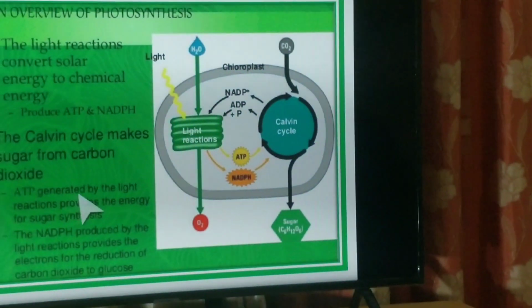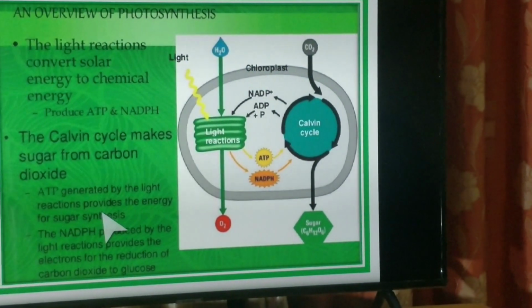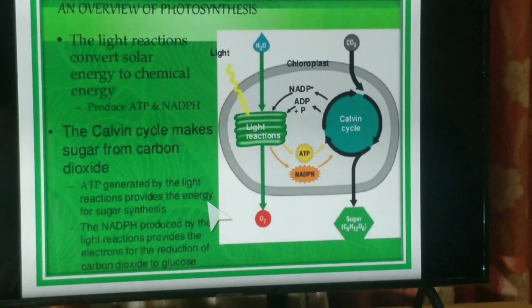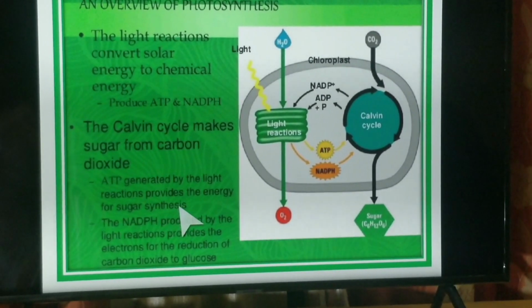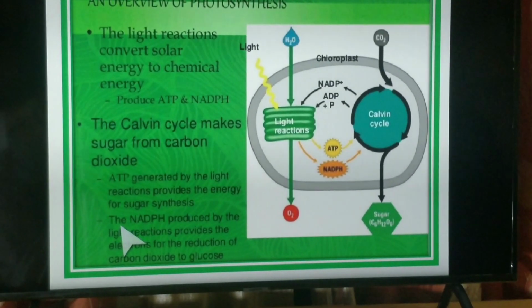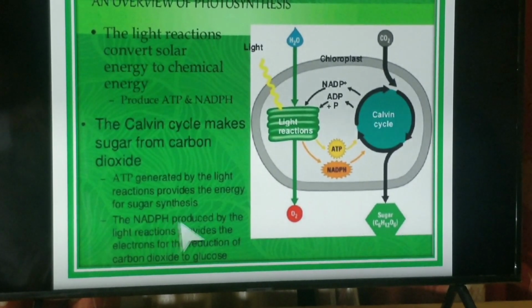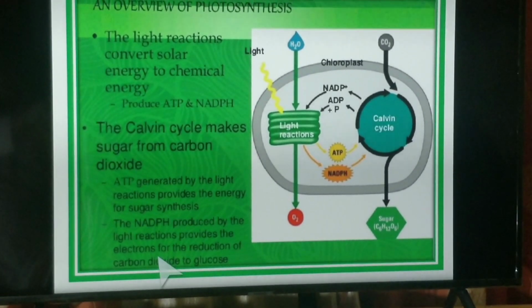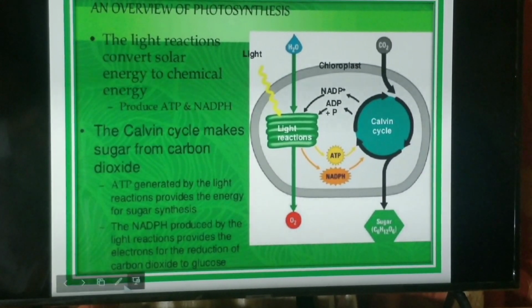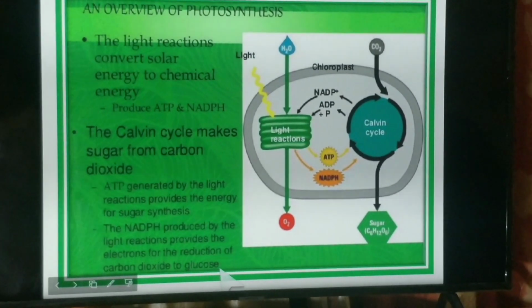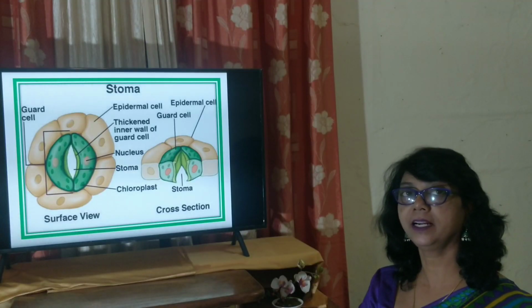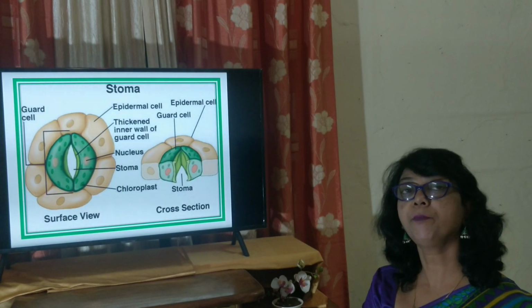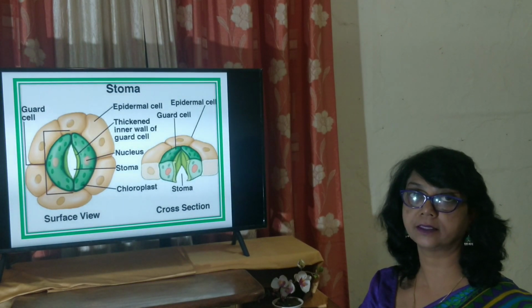ATP generated by the light reactions provides the energy for sugar synthesis, and the NADPH produced by the light reactions provides the electrons for the reduction of carbon dioxide to glucose. We have studied that stoma plays an important role in photosynthesis.